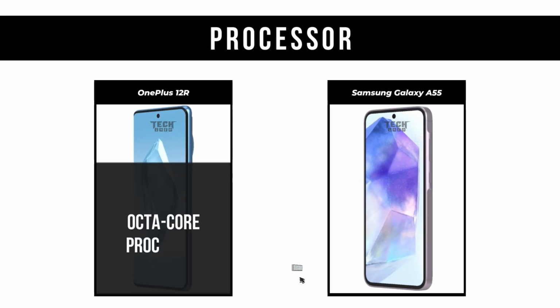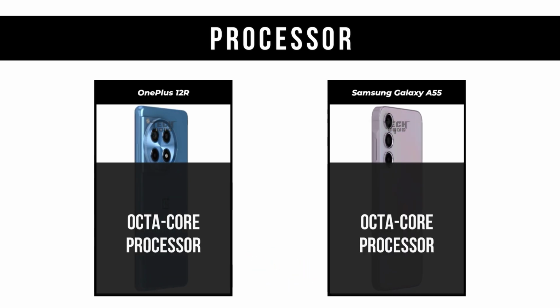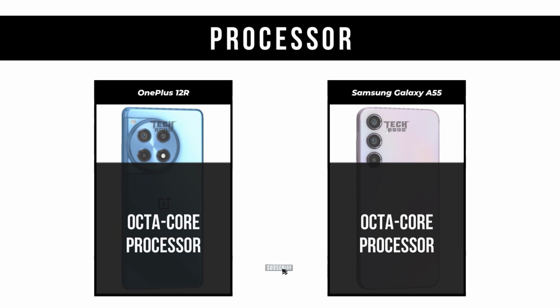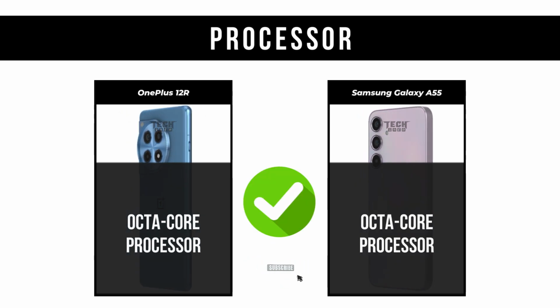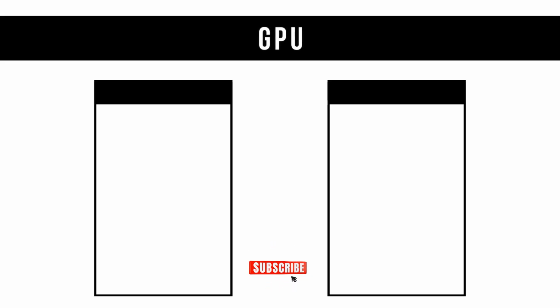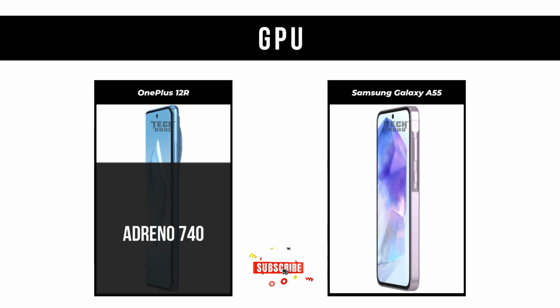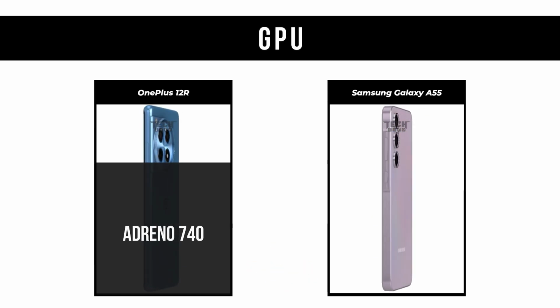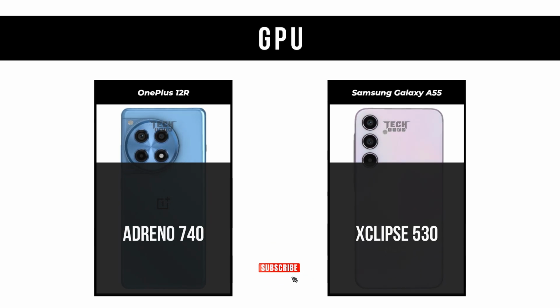Processor. OnePlus 12R is octa-core processor. Samsung Galaxy A55 is octa-core processor. GPU. OnePlus 12R is Adreno 740. Samsung Galaxy A55 is Eclipse 530.